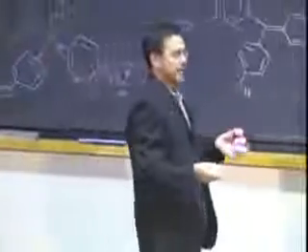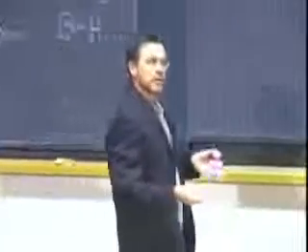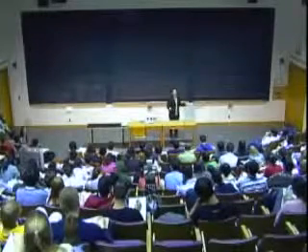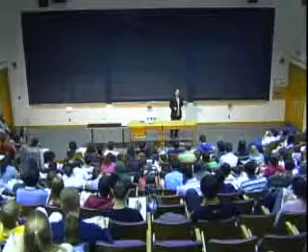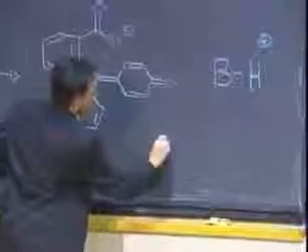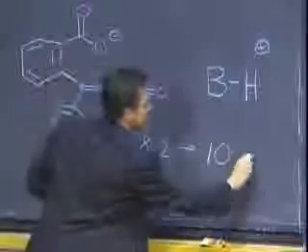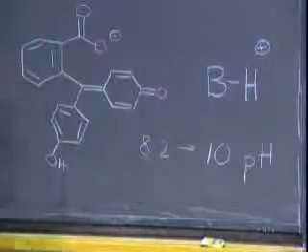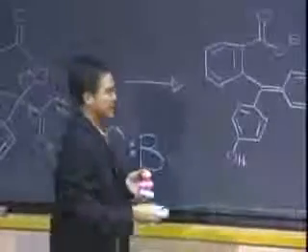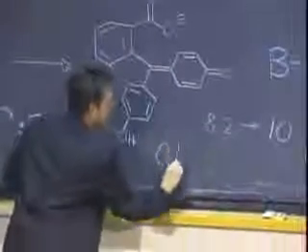molecules. And indicator molecules can either be naturally occurring as they are in some plants, or alternatively, they can be molecules that are synthesized to respond to factors like pH in a given way that might be desired. And in the case of phenolphthalein, this change takes place between 8.2 to 10 pH units. And the color change associated with this is colorless to pink.